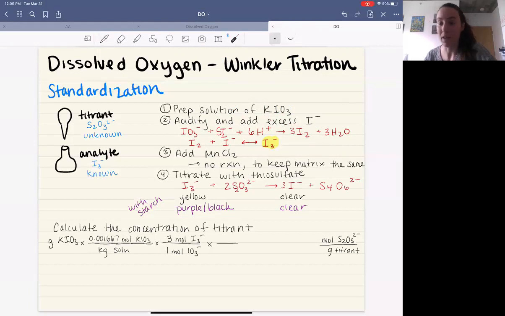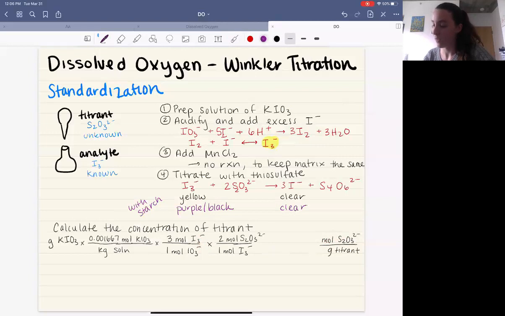And now what about the next stoichiometric ratio? That I3- is going to react with 2 thiosulfates. So notice with this last molar ratio, we'll be left with that moles, that numerator that we're looking for, of thiosulfate. So 1 mole of the I3- reacts with 2 moles S2O3 2-.